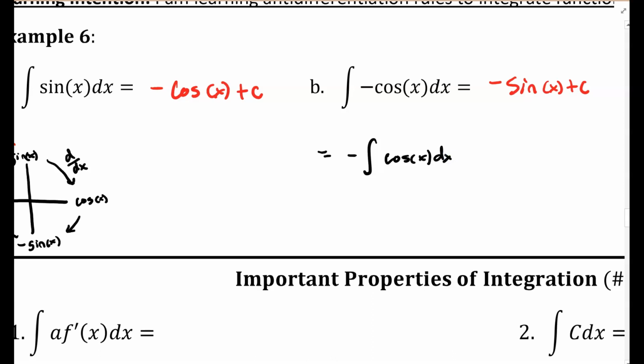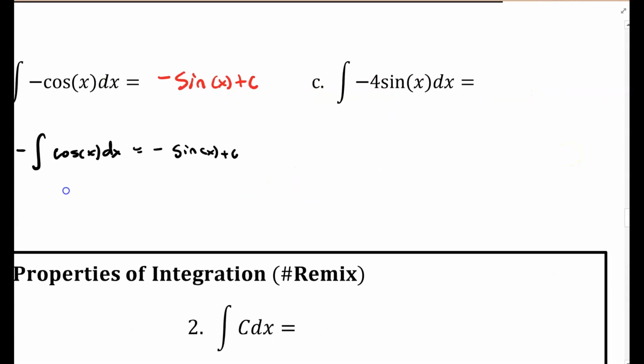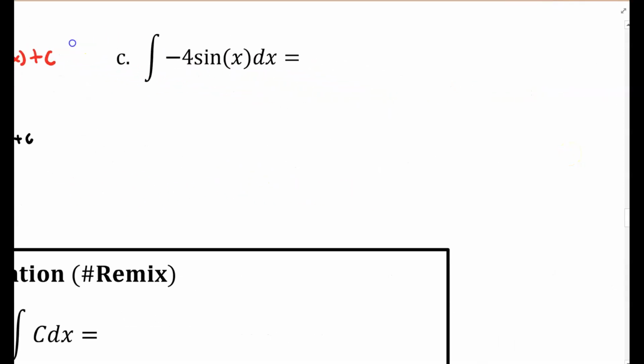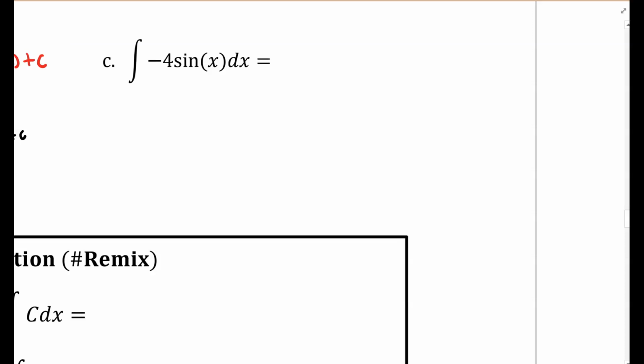So again, what's the antiderivative of cosine of x? Well, that was sine of x. Okay, so giving us the same answer that we had here. So negative sine of x plus c. Okay, and C. I'll have you go ahead, try this one. Let's see if you got it.